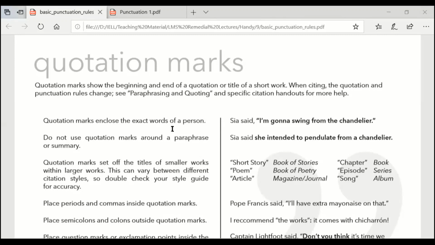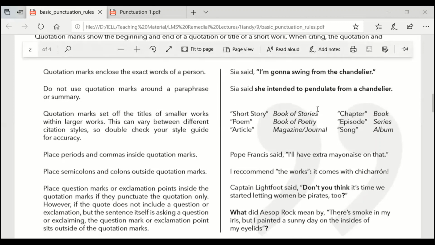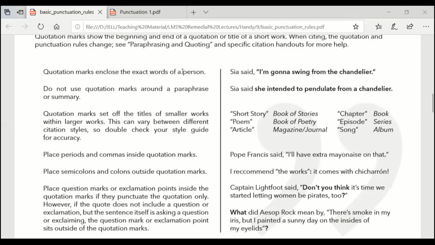When citing a quotation, the punctuation rule changes, see paraphrasing and quotations. Okay, so there could be some complicated rules that would go for advanced academic writing and citation and referencing, but that is not your point of concern right now. Let's see here. Here are different uses of quotation marks, and then we have some examples. Quotation marks enclose the exact words of a person. So this is what we just discussed, that in narration, we say that she said, comma, and then we put the exact words within the quotation marks.